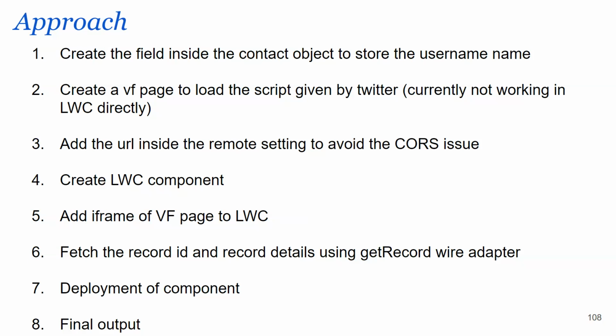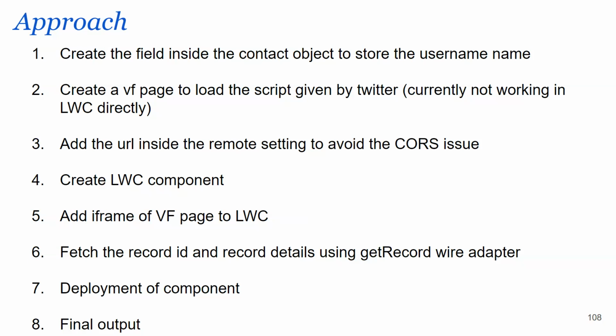After that, we'll create the Lightning component, and within that Lightning component we'll add the iframe of the Visualforce page. After that, we'll fetch the record id and record details using the getRecord wire adapter. And once we connect all the bits and pieces, we'll deploy our component and we'll see the final output.